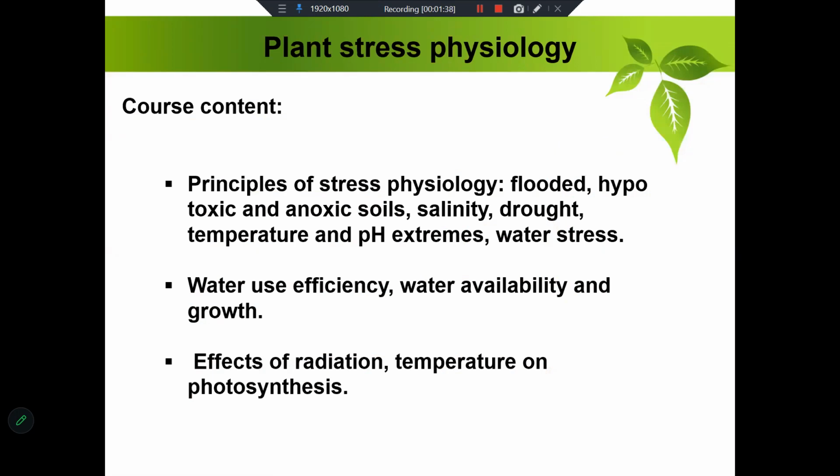Before we move into content, I would like to talk a little bit about the course contents. In this plant stress physiology course, we are going to emphasize the principles of stress physiology, including flood related stress, hypoxic and anoxic soil, salinity related stress, drought related stress, temperatures, including low temperature and high temperature stress, and also pH extremes, water stress, water use efficiency, water availability and growth, and the effect of radiation, mainly light intensities and temperature, on photosynthesis and other physiological functions in the plant.